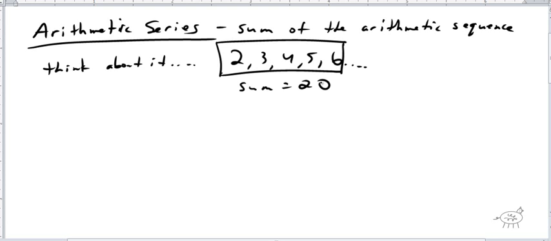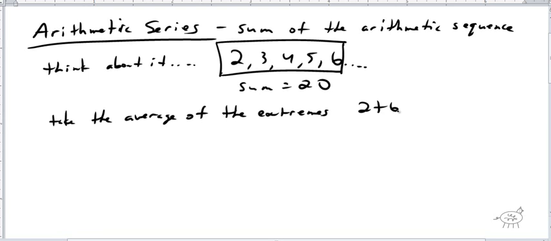Because if I just gave you 2 through 6, it's really friendly, right? What if I said 2 through 50? You'd be like, oh man, 2, 3, 4, 5, you add it all up. Well, think about this. Do you guys agree I could take the average of the extremes? So if I said 2 plus 6, the average of the extremes, which is 8 over 2, which is 4.